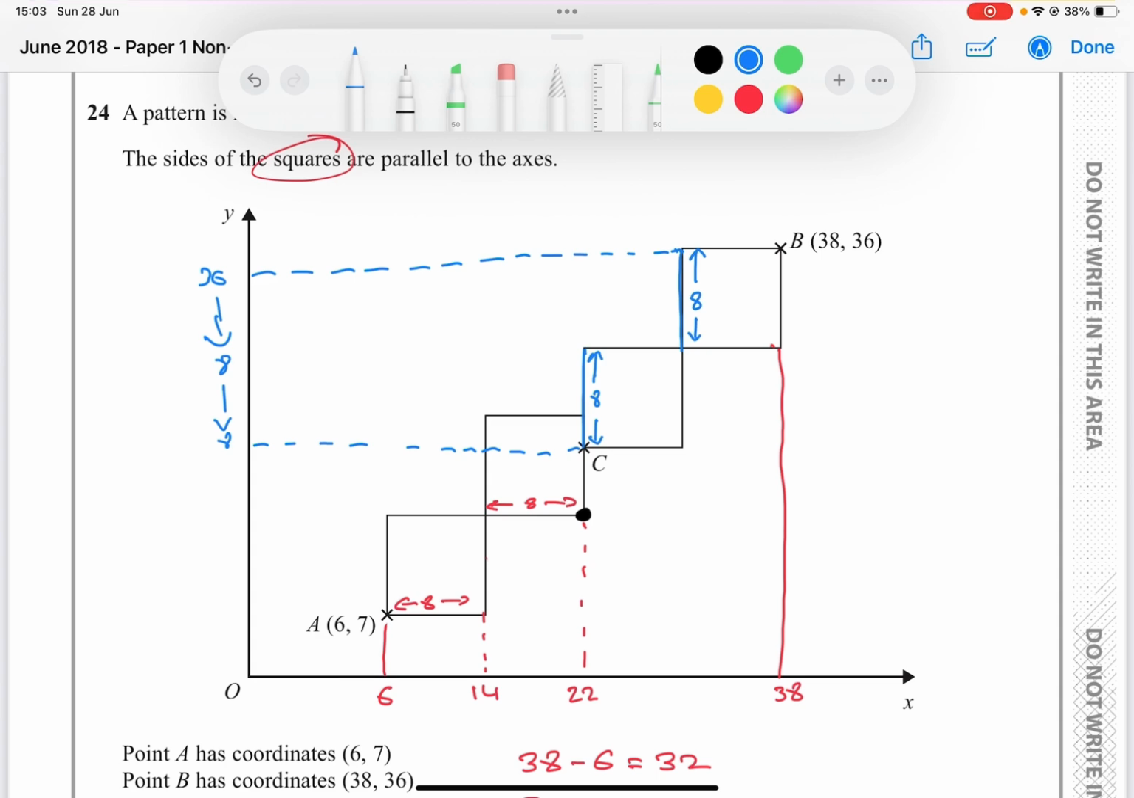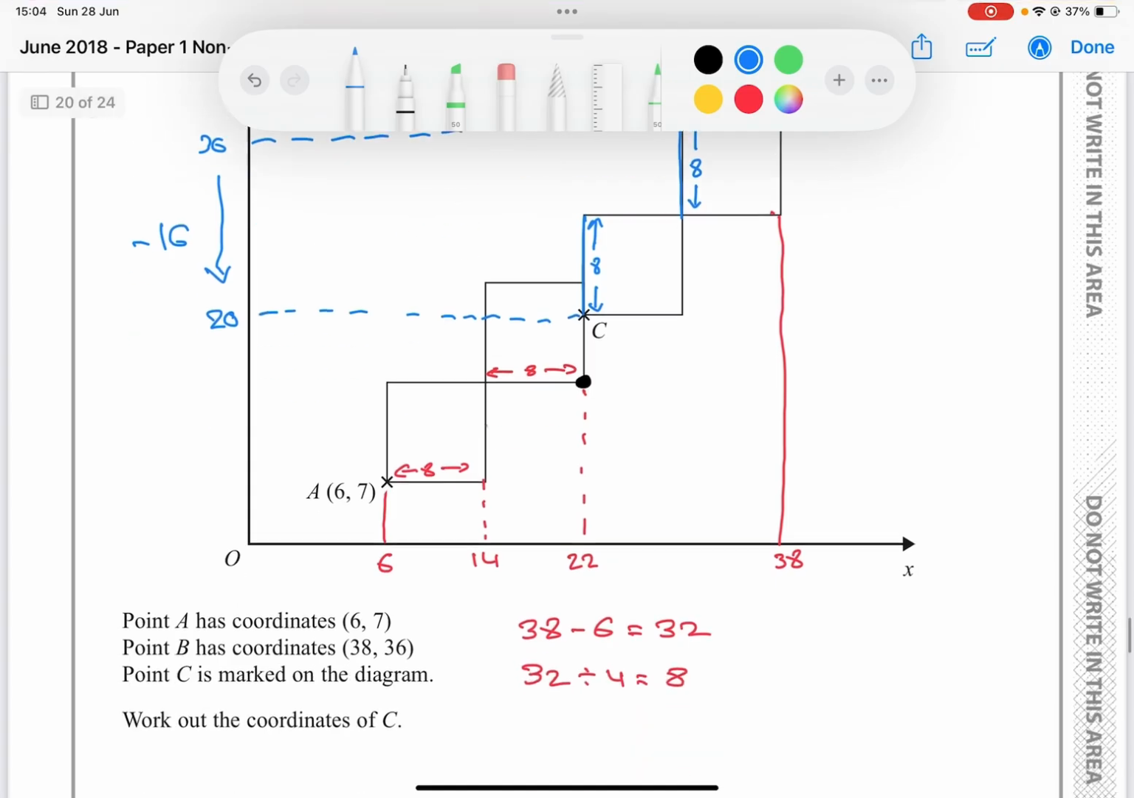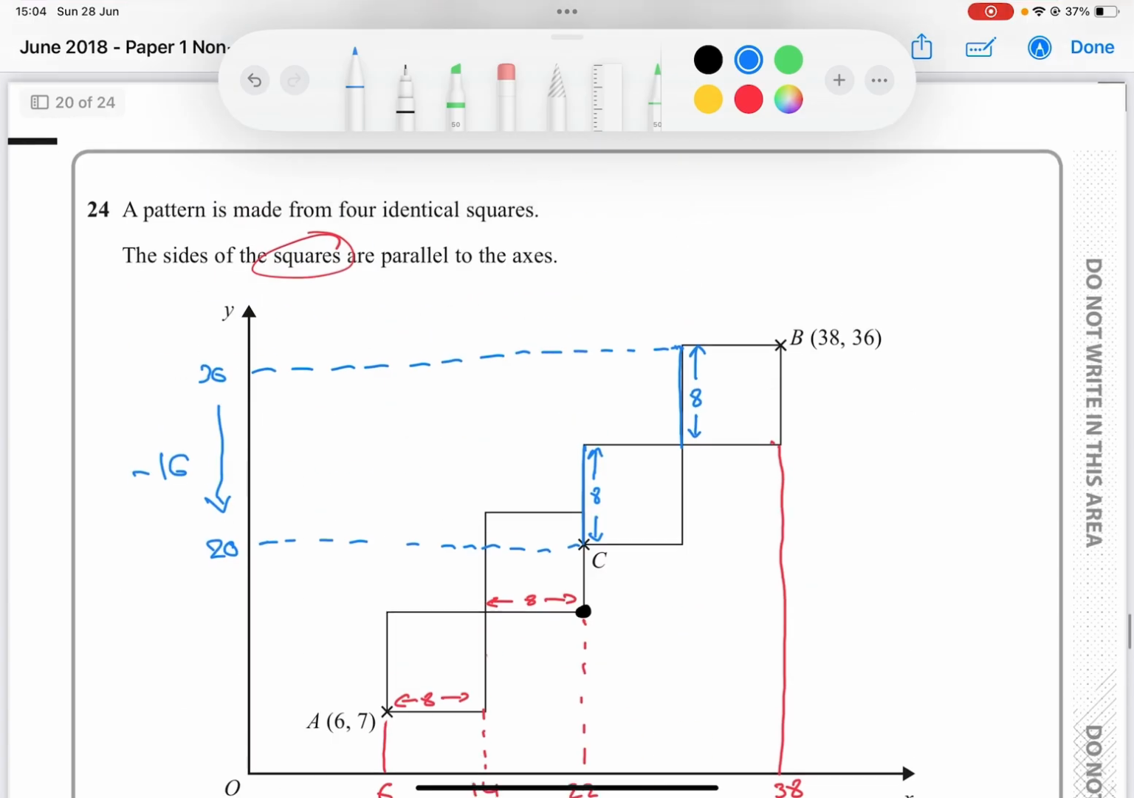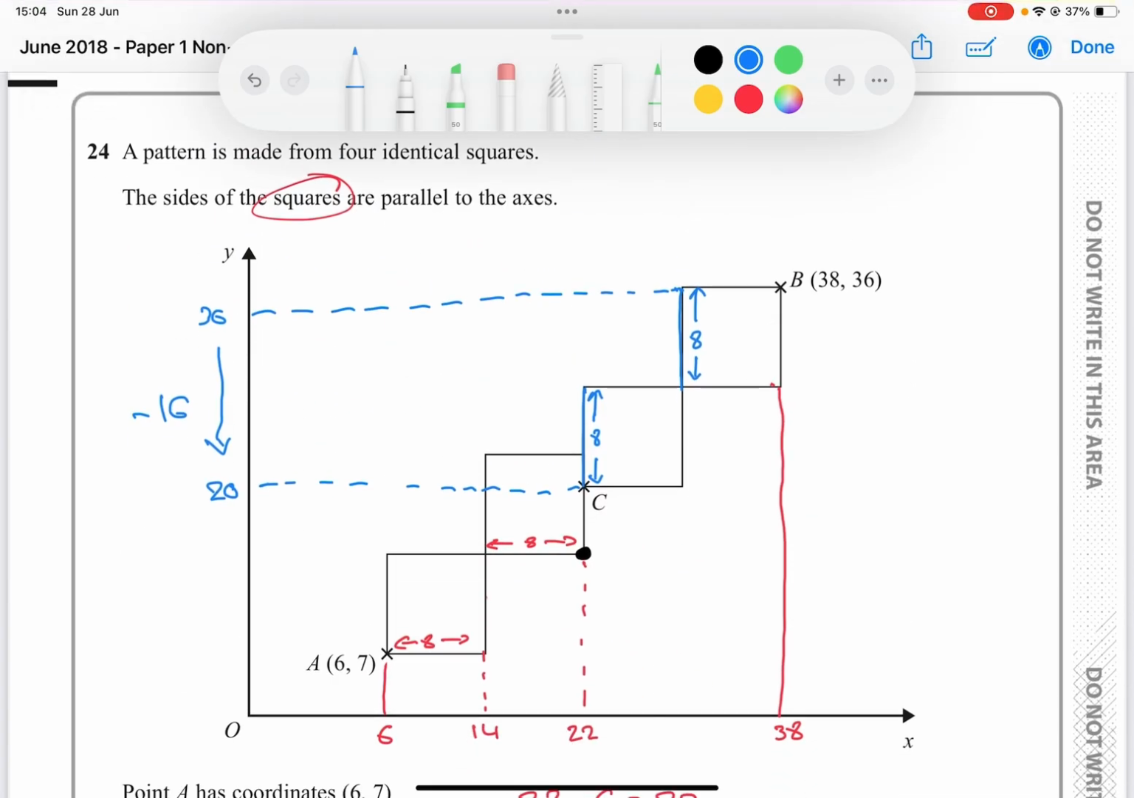So I can just do minus 16. 36 minus 16, which is 20. So that part over here is 20. Minus 16, okay? Because that's 8 over here, and then 8 over here, so that's minus 16 altogether. Alright? So your y value for this point would be 20. So your answer would be 22, 20. And that is it for question 24.